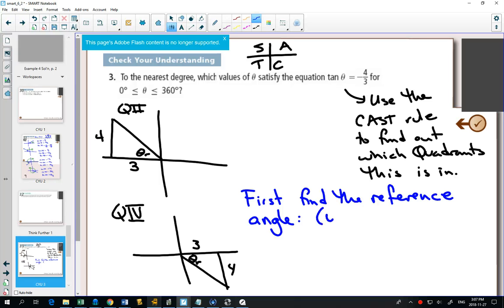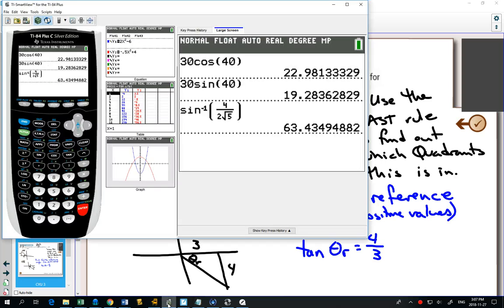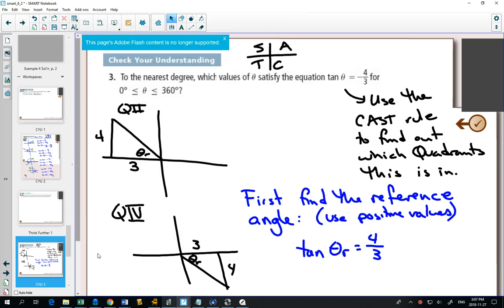With reference angles, we always use positive values. And so I would write tan of my reference angle is equal to opposite over adjacent, 4 over 3. Because it's an actual triangle, we're using all positive values. You would go to your calculator, go tan inverse of 4 over 3, 53.1 to the nearest degree.